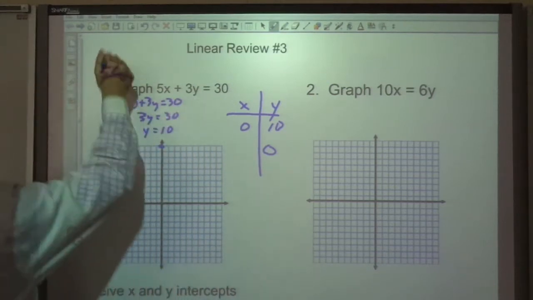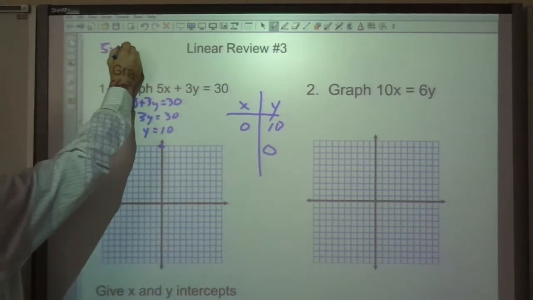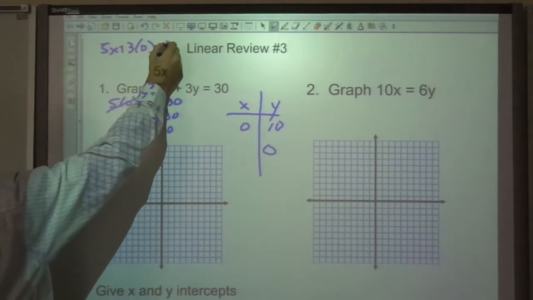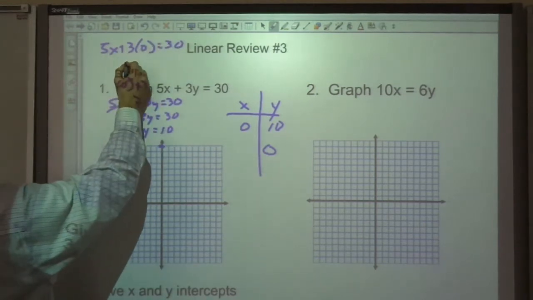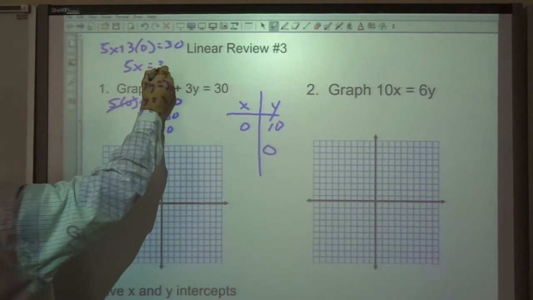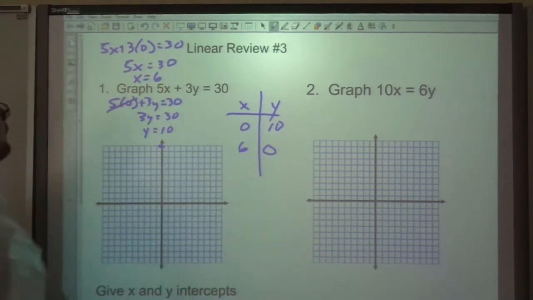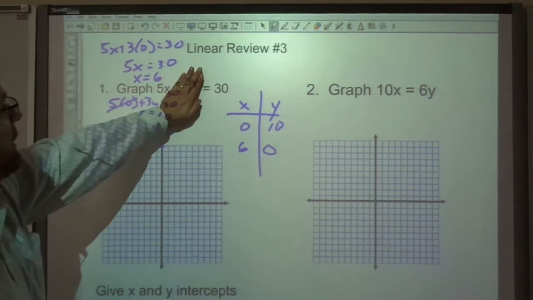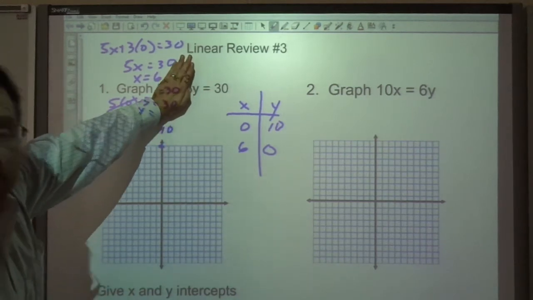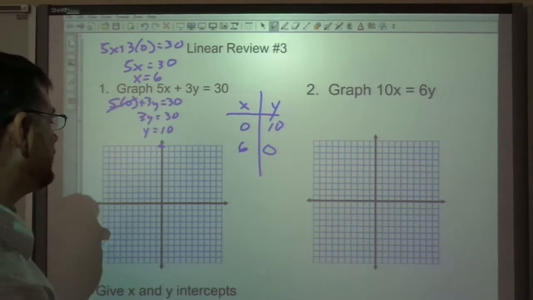and see what happens if I plug in 0 here. Then 5x plus 3 times 0 equals 30. So this is 0. We have 5x equals 30. So x must be 6. And again, if I just cover this up, then I think, if that's 0, that's gone. 5x equals 30, divide by 5, x is 6.